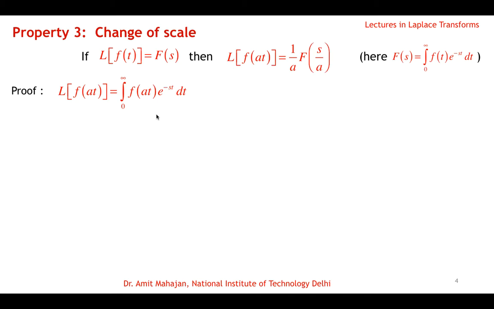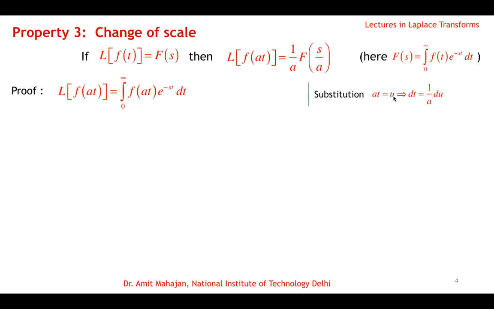Now to prove this, we just substitute at as a new variable u. So if I put at as u, then t will be u by a and dt will be du by a. So we'll just put it here. So at will be u, dt will be du by a, and here in the exponential, this t will become u by a. Okay. The limits when t is 0, u is 0.